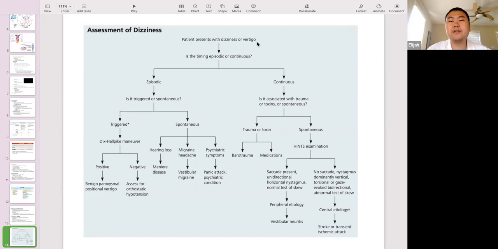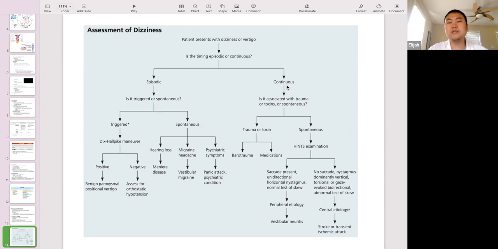So if the patient feels dizziness or vertigo, the first thing is the timing, episodic or continuous. If it is episodic, it is triggered or spontaneous. If it is triggered, you do the Dix-Hallpike maneuver. If it's positive, it's BPPV. If it's negative, assess for orthostatic hypotension. And if it is spontaneous, if you find hearing loss, it may be Meniere's disease. If you find some migraine criteria, you will see the migraine headache, the vestibular migraine, and if the patient has some psychiatric symptoms, maybe associated with panic attack, psychiatric condition.